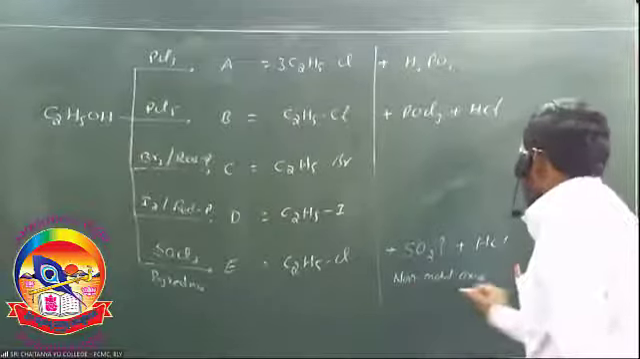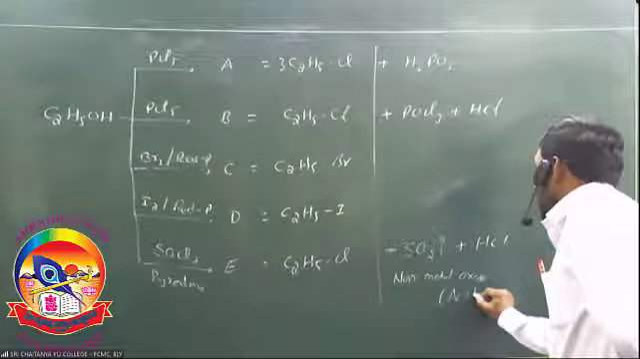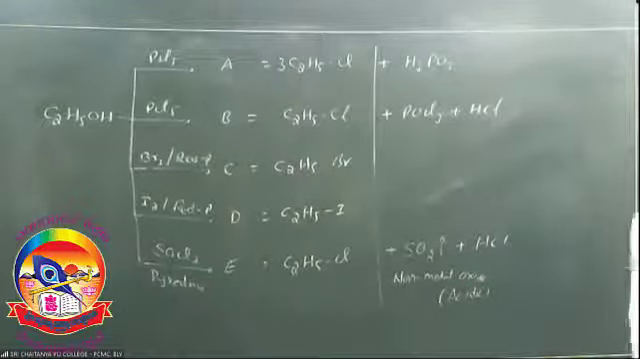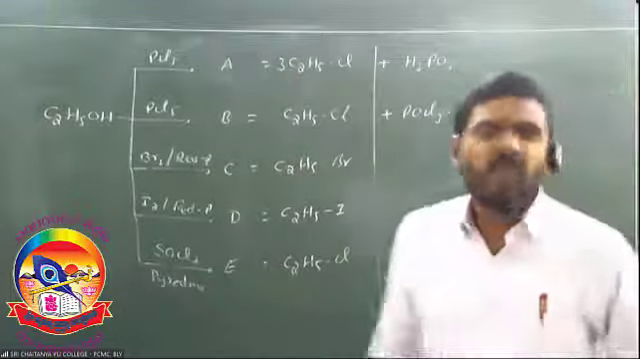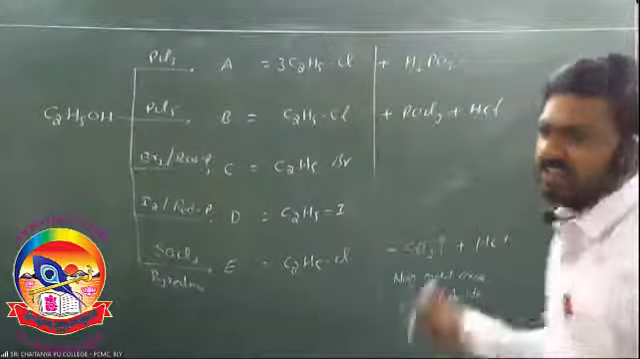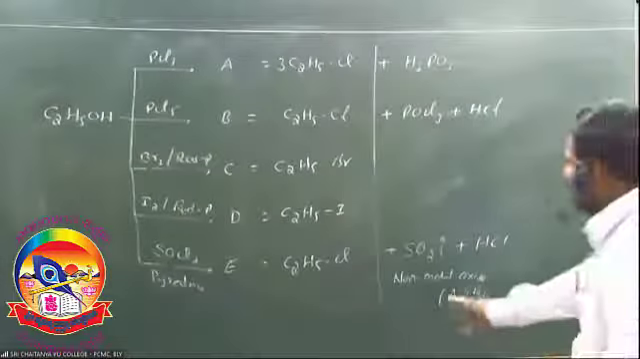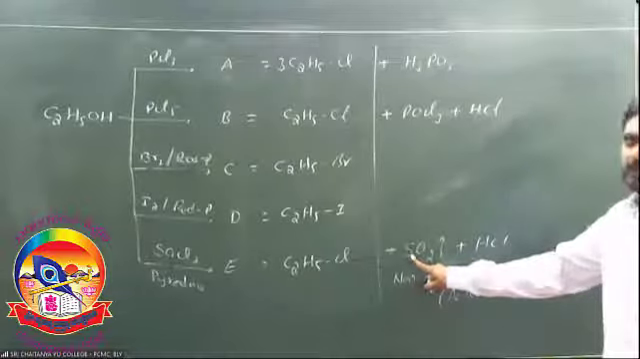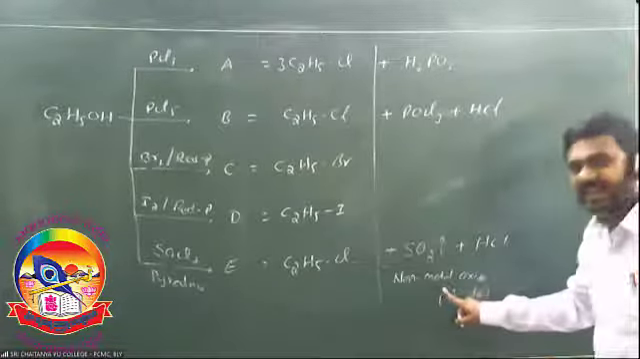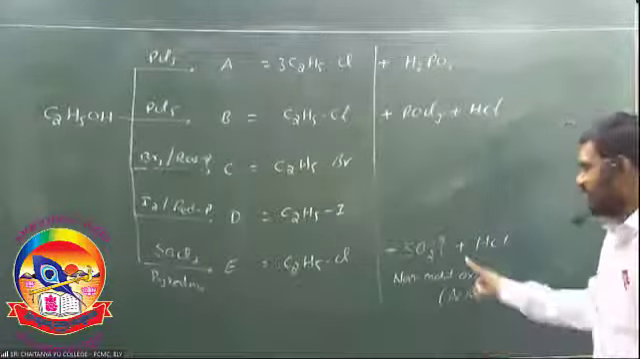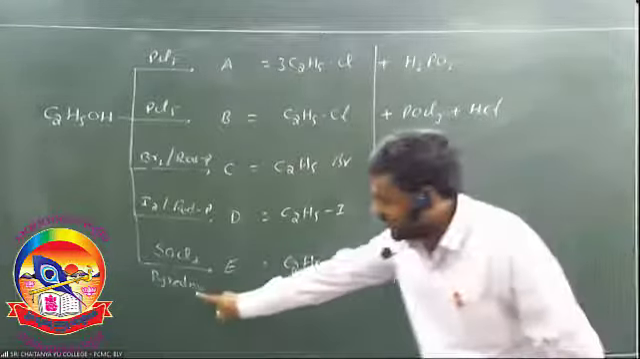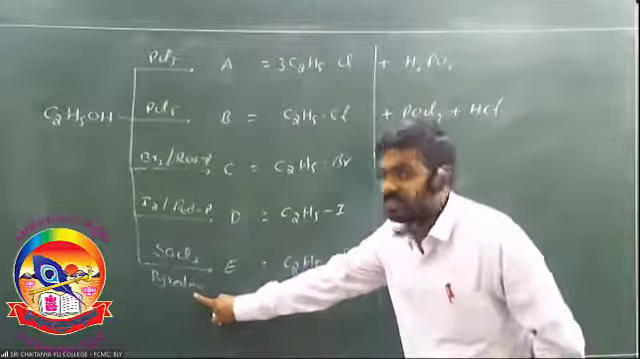Non-metal oxides are acidic in nature, metal oxides are basic, and metalloid oxides are amphoteric. Aluminum oxide and zinc oxide or hydroxide are amphoteric oxides. Sulfur is a non-metal, so its oxide is acidic. HCl is already an acid. So what is the reagent we used here? The pyridine.